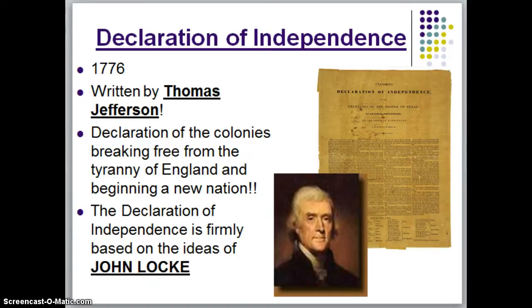And it's where the colonies are going to declare and break free from the tyranny of England and begin a new nation. And the Declaration of Independence is firmly going to be based on the ideas of John Locke.